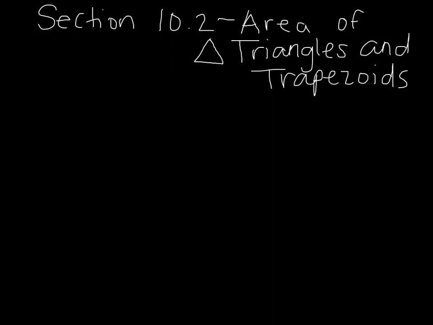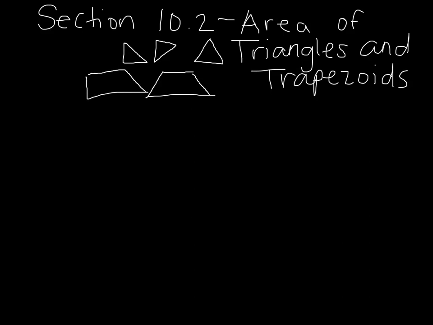Obviously, we hopefully all know what a triangle is. A triangle could look like that. A triangle could look like that. A triangle could look like that. As long as it has three sides. Trapezoids, though, usually look something like this. Or something like this.